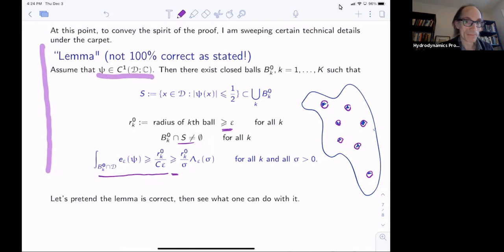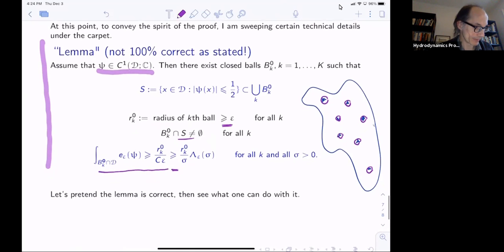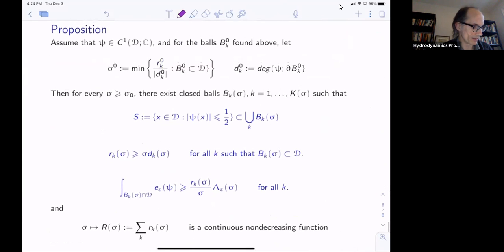Okay, so then here's what I want to do. I'm going to prove the following proposition. So I assume I have a C1 complex valued function on my domain D. And I have this collection of balls, which I've found above, which cover the set where the function is small, and such that for each ball, the energy of that ball is proportional to 1 over epsilon times the radius.